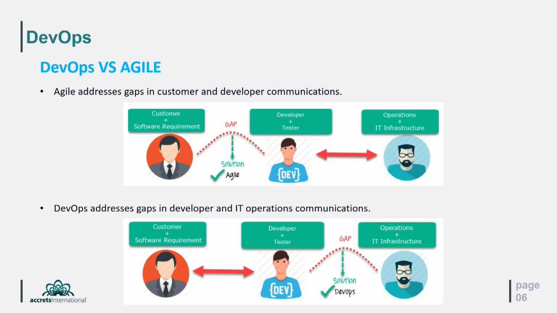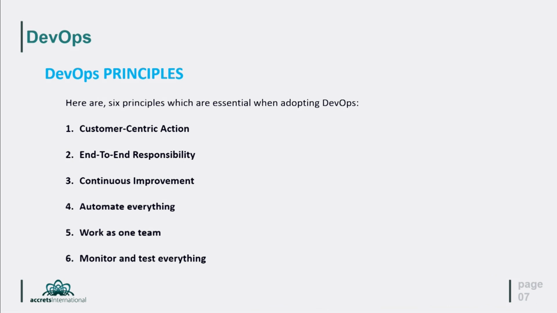Now moving on, DevOps principles mainly come with 6. Okay, the first one is customer-centric action. In order to be customer-centric, the DevOps team should constantly invest in the products and services. The second one, end-to-end responsibility. They must provide performance support until the end of life.